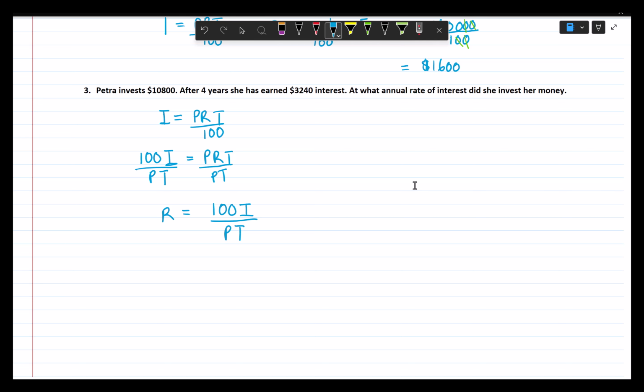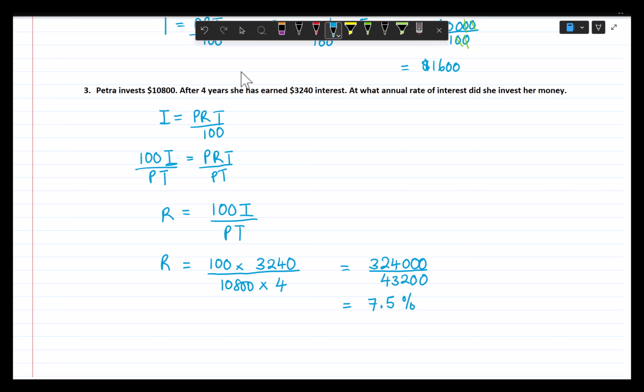Now substituting the values into this formula, we have the rate is equal to 100 multiplying the interest, which was 3,240, all over the P, which was 10,800, times the time, which was 4. Multiplying the numerators together, we get 324,000 over 43,200. Now dividing these, we get 7.5%. This was the rate that she used to invest her money.